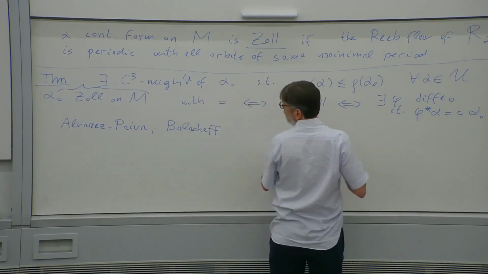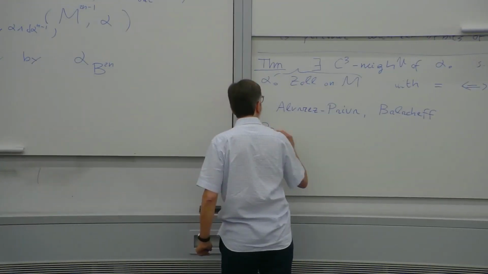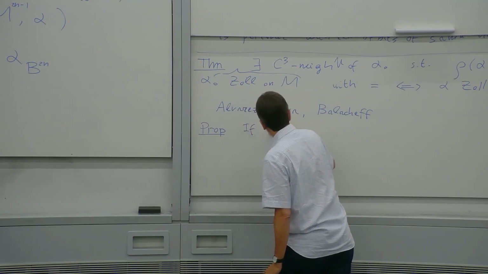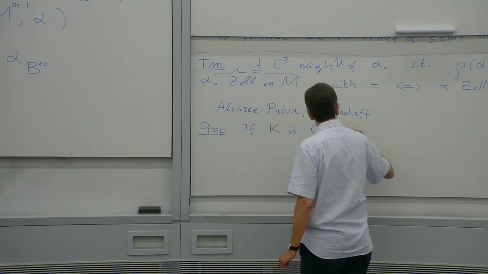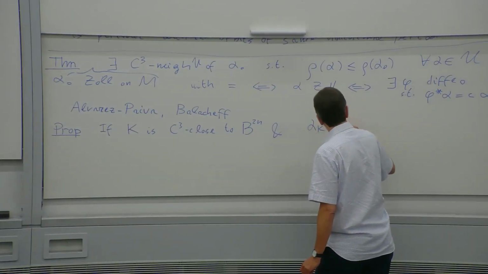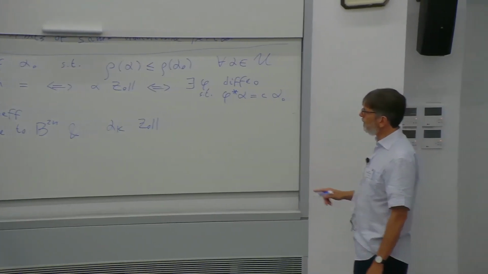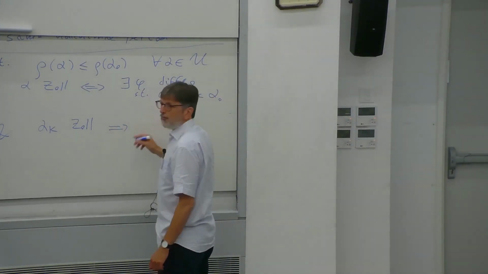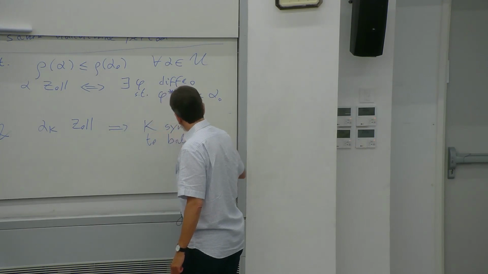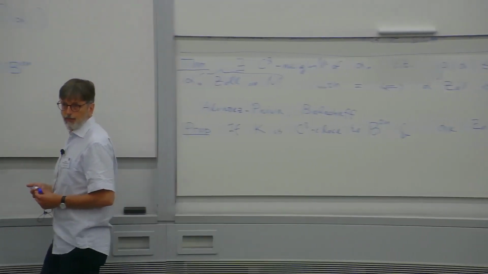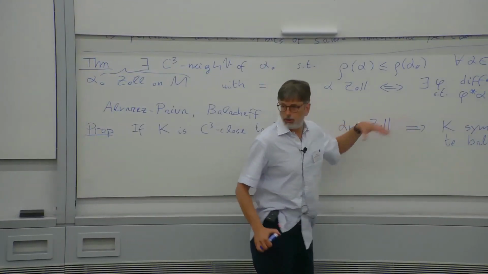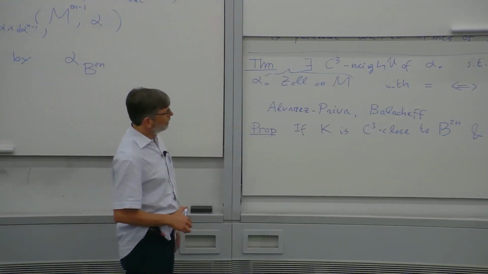Okay, and so the extra thing that we had to prove, let's state it as a proposition, is that now we are back in R^{2n}, and if K is, say, C3 close to the ball, and alpha_K is Zoll, the standard contact form on the boundary is Zoll, then K itself is symplectomorphic to a ball. Right? This is also true. The proof here uses generating functions and Moser's argument to play with contact forms.